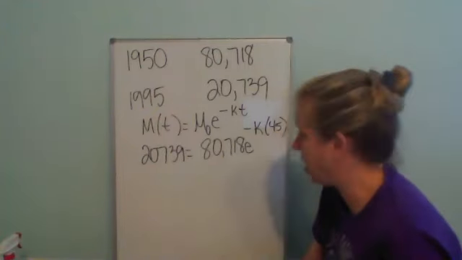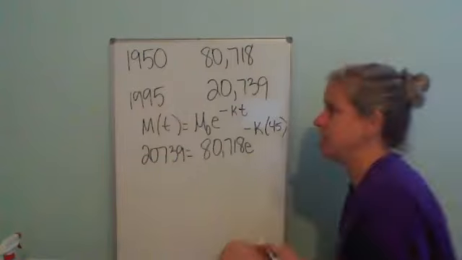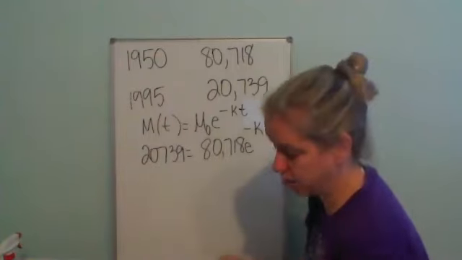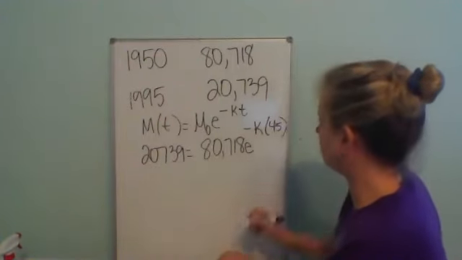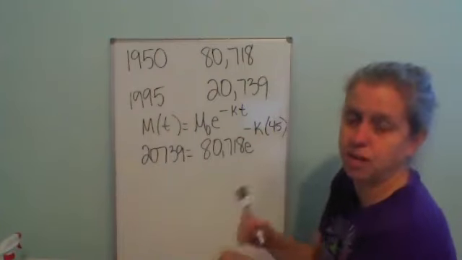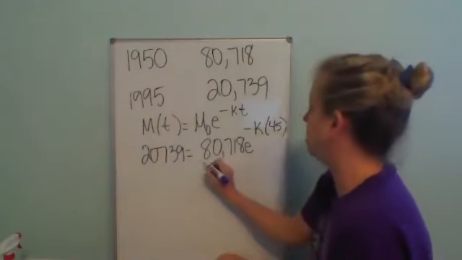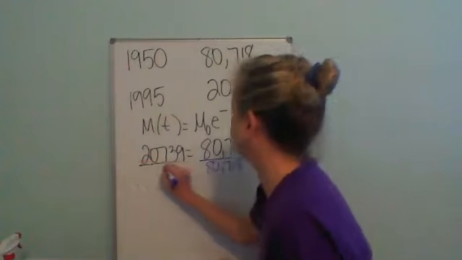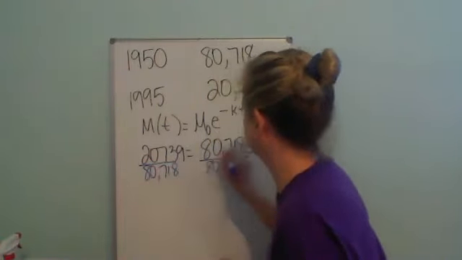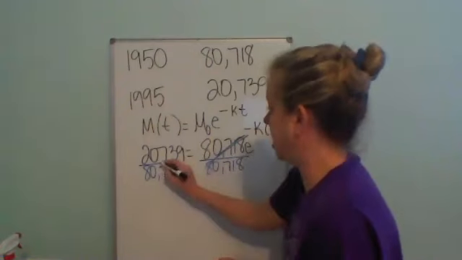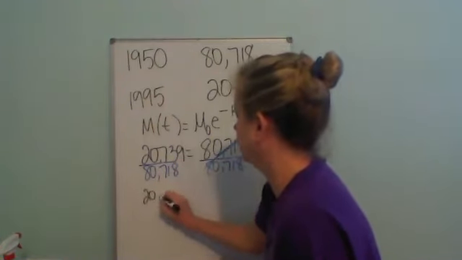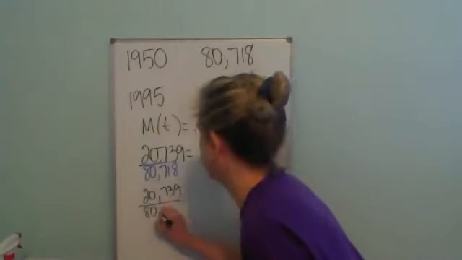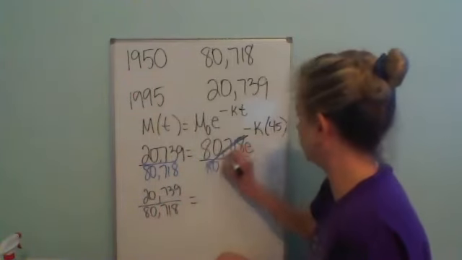So let's see, it wants me to find the k and then rewrite this formula that I could use to solve all other kinds of problems if I wanted to. So if I'm going to solve for k, again, it's up in my exponent, which means at some point I'm going to ln both sides. But first, let's get rid of the 80,718. So now I have 20,739 over 80,718. Let's see, that's gone.